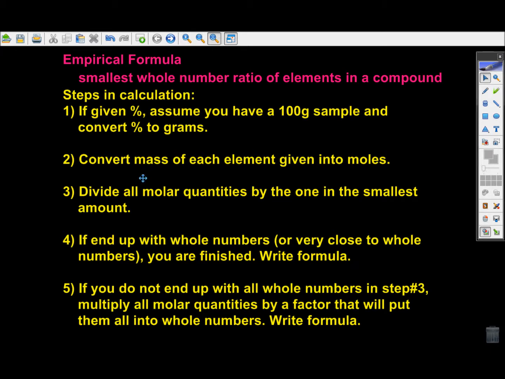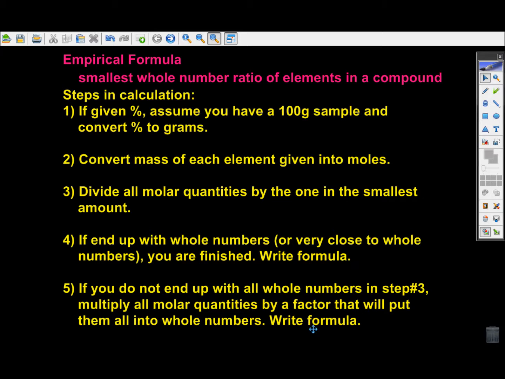into moles. After you do that, you're going to divide all the molar quantities by the one that is present in the smallest amount. And if you end up with whole numbers when you do that, you're finished. You just write the formula. If you don't end up with whole numbers, then you're going to do step number 5, which says you're going to multiply all the quantities by a factor that will put them all into whole numbers. Once you have all whole numbers, you're going to write the formula.